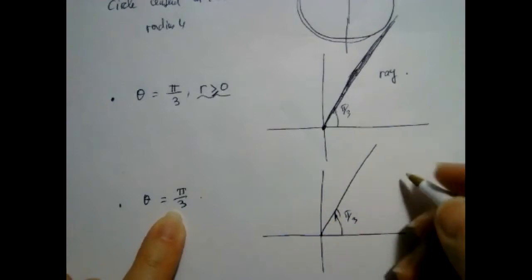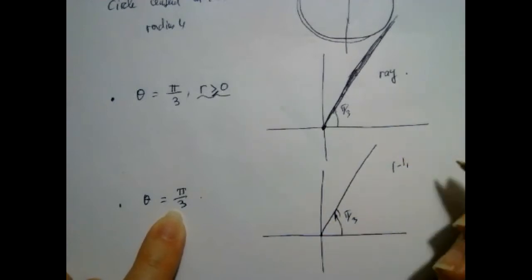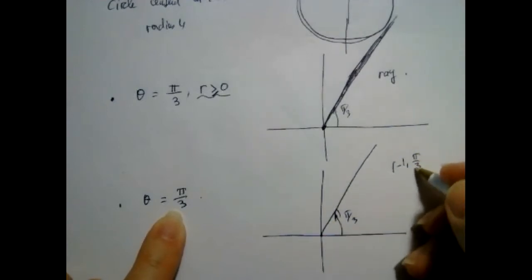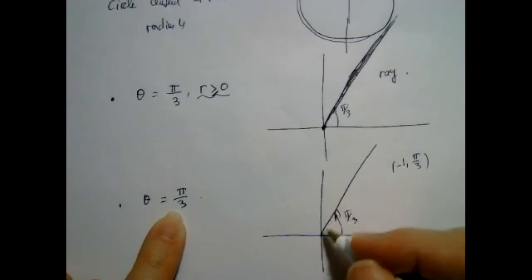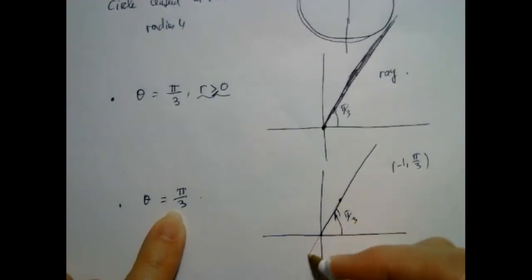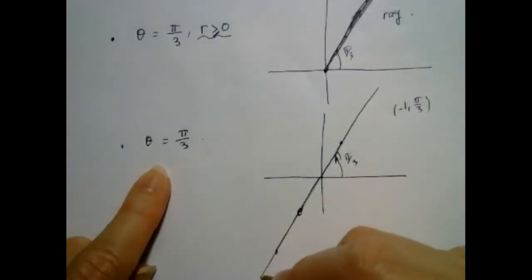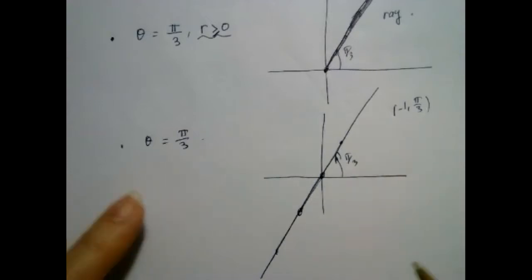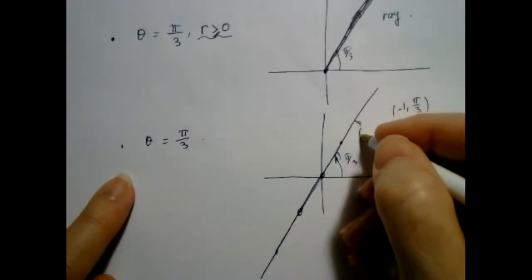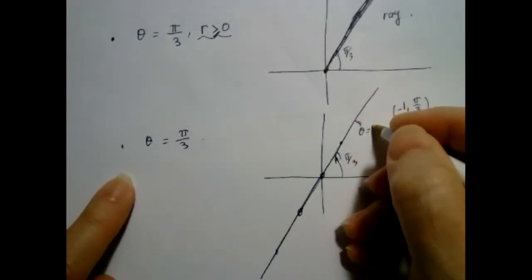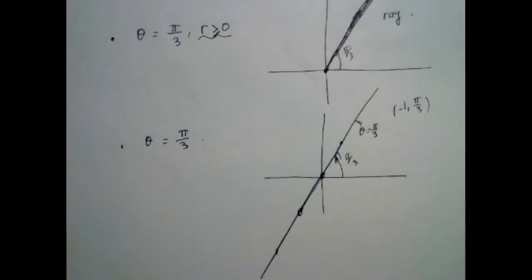But now when r is negative, it means when I start drawing the point minus 1, pi over 3, this is 1, pi over 3. Minus 1, pi over 3 is going to be right there. Minus 2, pi over 3 is going to be right there. So this is going to represent actually the whole line. So this line now becomes a line in polar coordinates. The equation of this line is theta equal pi over 3.